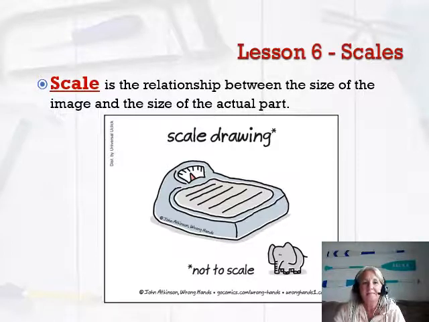Hi, everybody. So for lesson number 6, one of the main things we're going to talk about is scale. When we say scale, what we're talking about is the relationship between the size of the image and the size of the actual part. So how big something is in real life compared to how big it is in your drawing.